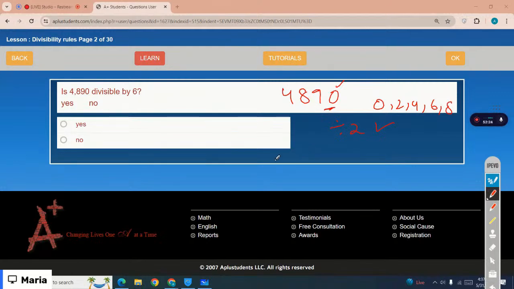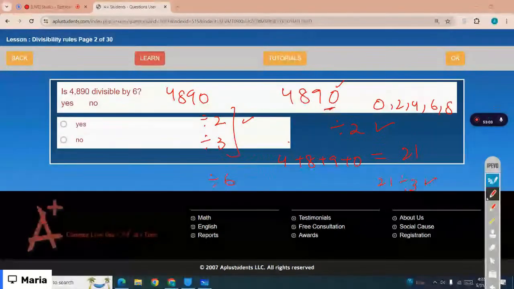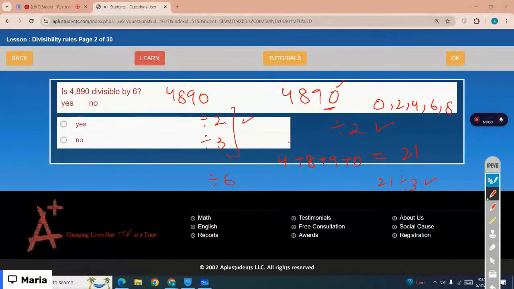Now you have to see if the number is divisible by 3. The divisibility test for 3 is you need to add all the digits: 9 and 8, 17, 18, 19, 20, 21. And you have to see if the sum is divisible by 3. Yes, 3 times 7 is 21. So 4890 is divisible by 2 and divisible by 3. That means this is divisible by 6. Got it? If the number is divisible by 2 and divisible by 3, that means the number is divisible by 6. Got it?